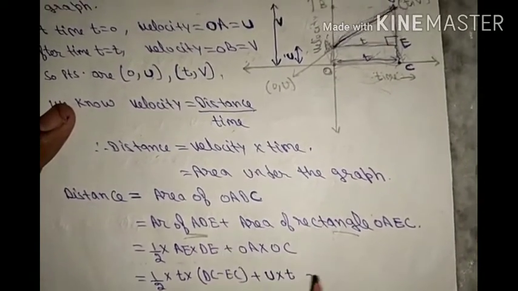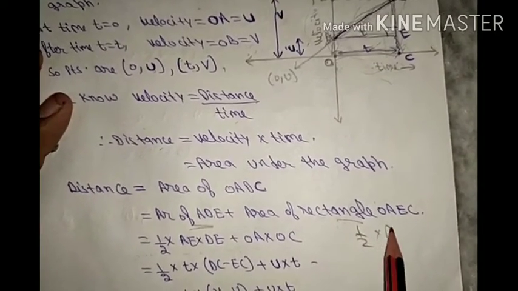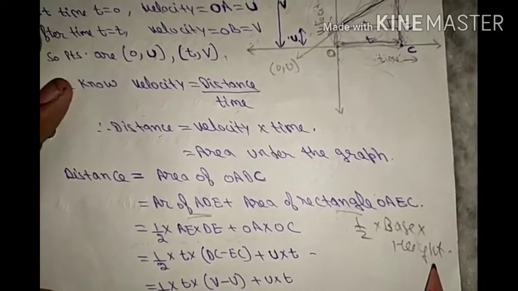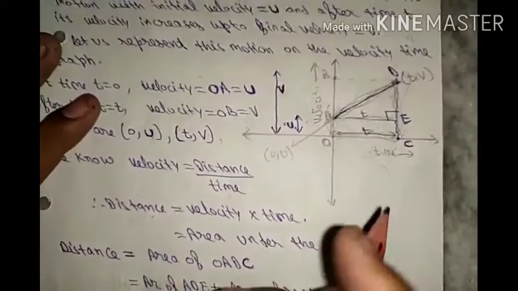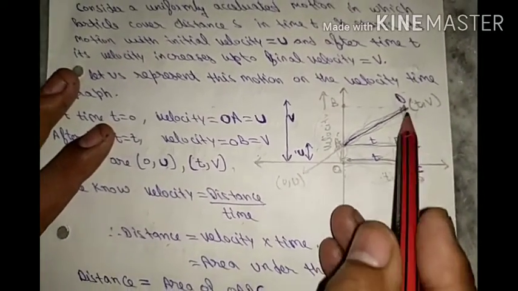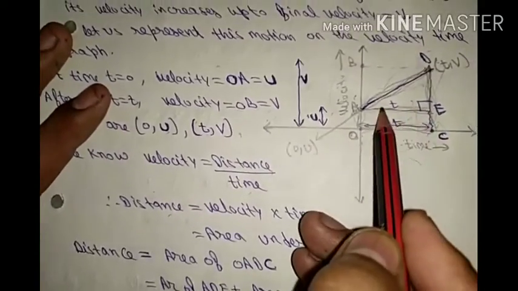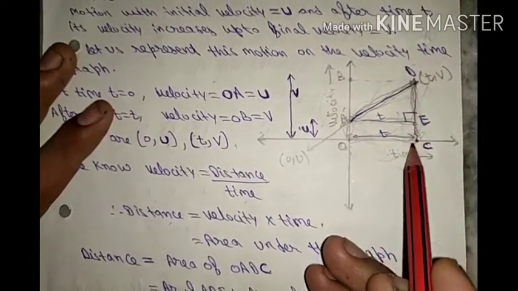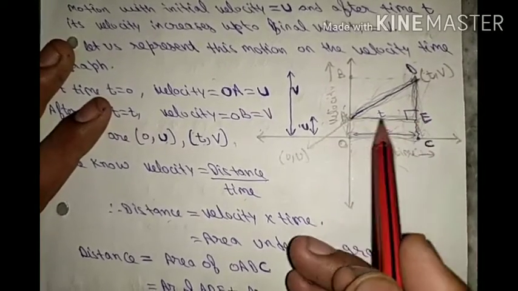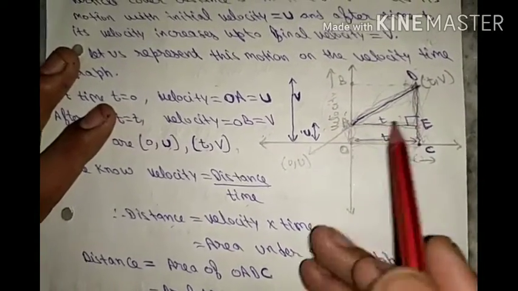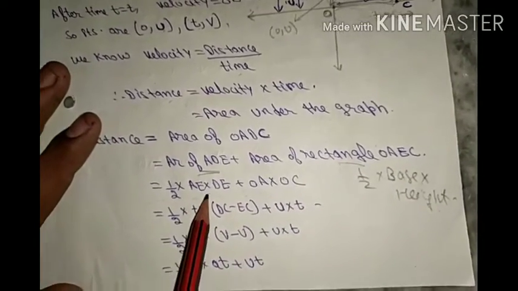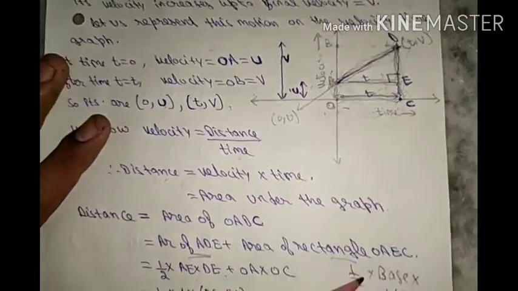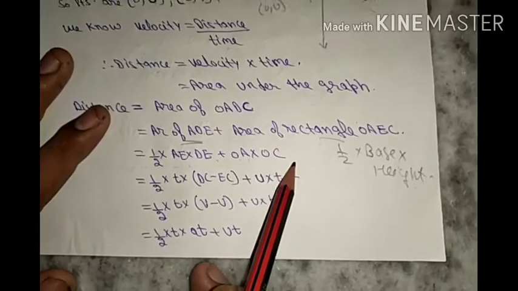And we know area of triangle is given by half into base into height. That we know. This is the right angle here, so this is our base, and this is our height. So base is ED, and this is AE. So half into DE into AE, plus, what is the area of rectangle? OA into OC.